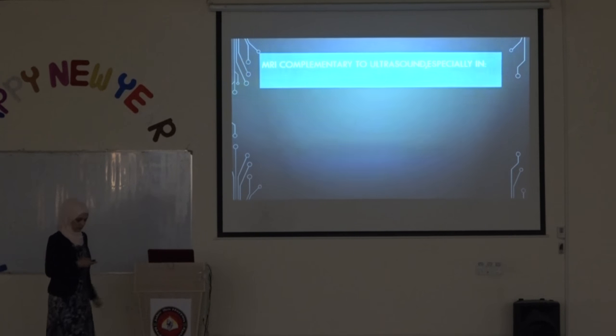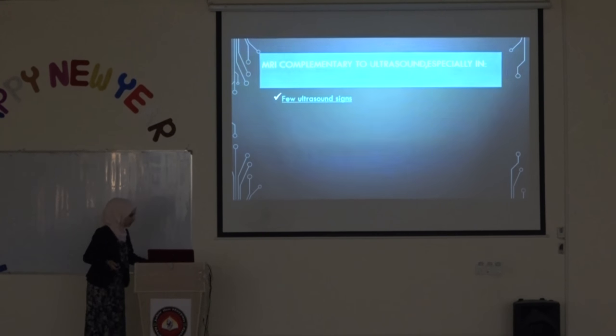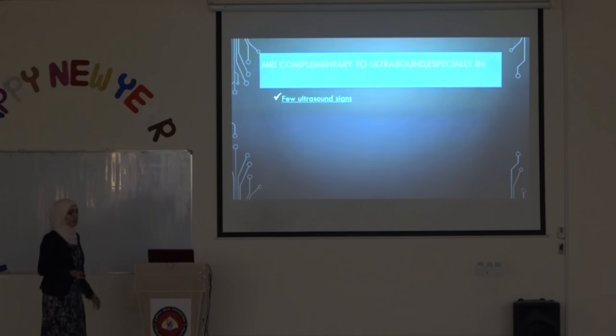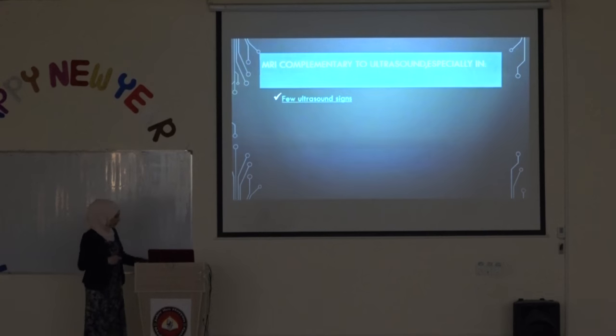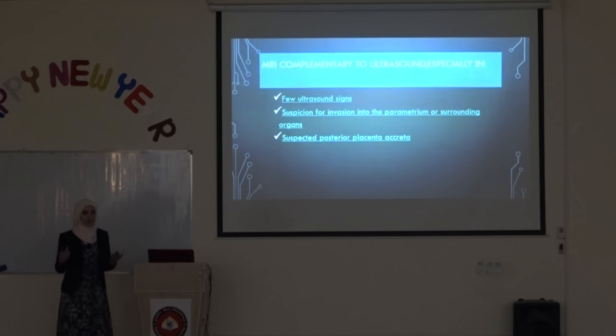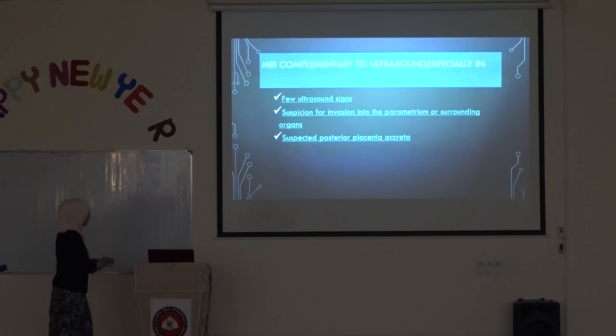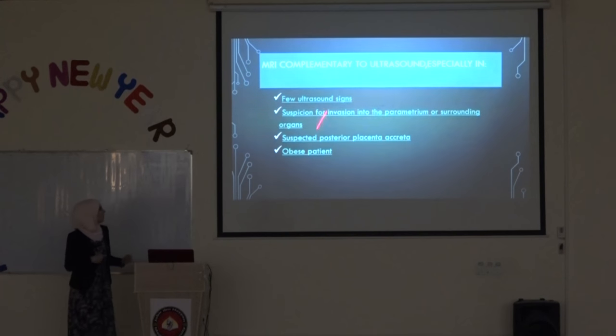So why do we need MRI? MRI is complementary to ultrasound. It will not obliterate the role of ultrasound, but it will accompany it. In cases with few ultrasound signs, if we don't find all the signs, we may need MRI. If there is suspicion of invasion to the parametrium or surrounding organs, we want to specify which organs are involved by this invasion. The third situation is posterior location of the placenta, where sometimes we cannot pick up all the signs by ultrasound, so we might need MRI. And lastly, in an obese patient, we might need MRI.